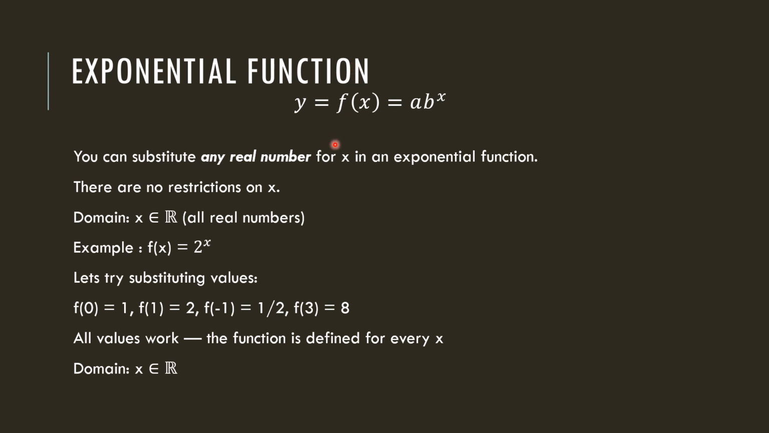The exponential function is here, which is of the form a times b raised to the power x, where x represents the input. The input is the index, the power, or the exponent. So for the exponential function, it behaves the same as the polynomial function. The domain has no restriction on it. x can be any real number. For example, f of x equals 2 raised to the power x. So the domain is such that x is defined for any kind of real number.